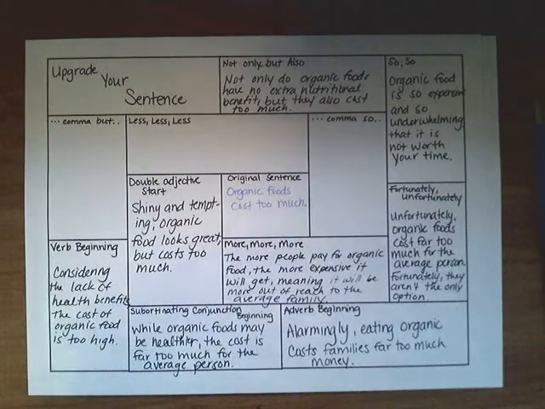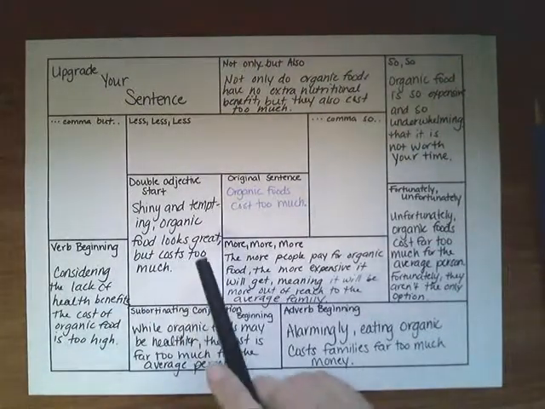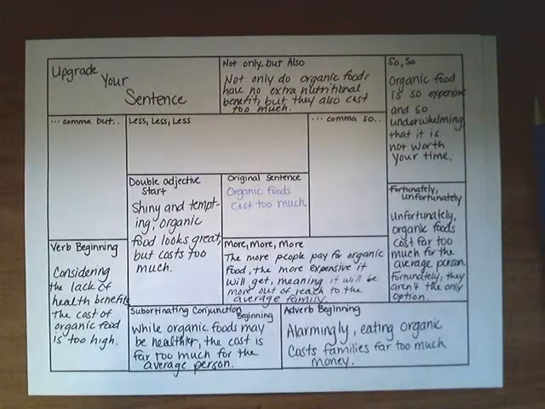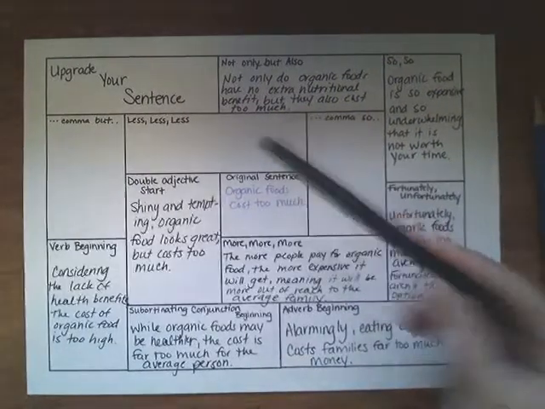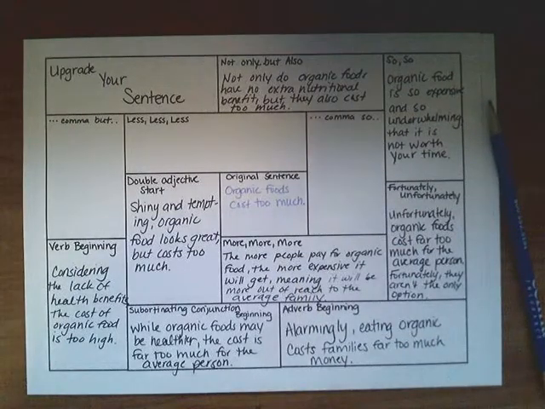And then I did the double adjective. Adjectives just describe nouns, so these are describing the organic foods. "Shiny and tempting, organic food looks great, but costs too much." So it's a good use of language. I wouldn't probably use it, but I did it, right? And again, that's the important part, that we're just trying these things. So I'll go through some of the other ones. The more is just like the less, so that's why I didn't do that one. But you just use those words, right? "The more people pay for organic food, the more expensive it will get, meaning it will be more out of reach to the average family." So you can do more, less in that same way.